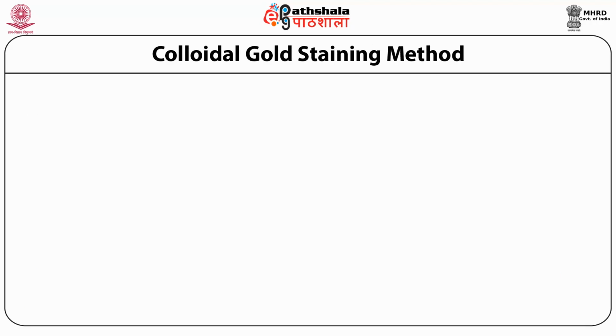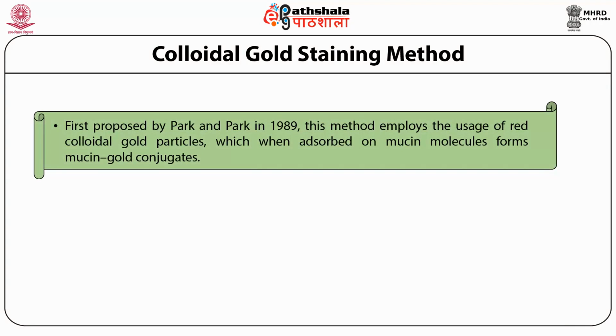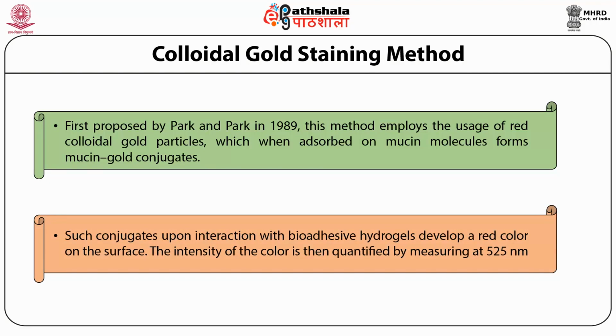The next method is referred to as the colloidal gold staining method. It was first proposed by Park and Park in the year 1989. This method primarily employs red colloidal gold particles, which when adsorbed onto the mucin molecule form mucin gold conjugates. Such conjugates, upon interaction with bioadhesive hydrogels, develop a red color on the surface. The intensity of the color is then quantified by measuring at 525 nanometers.